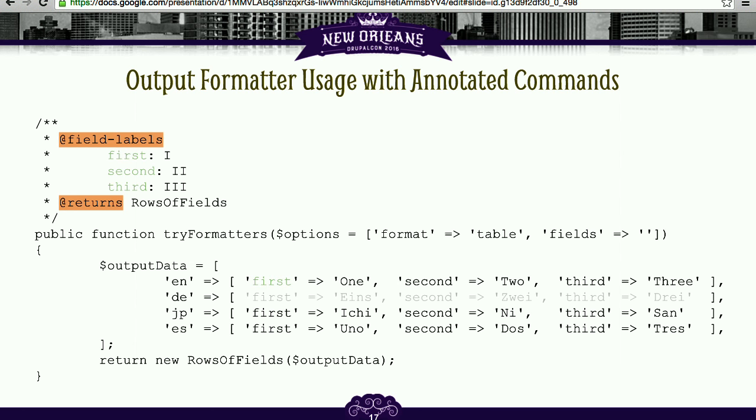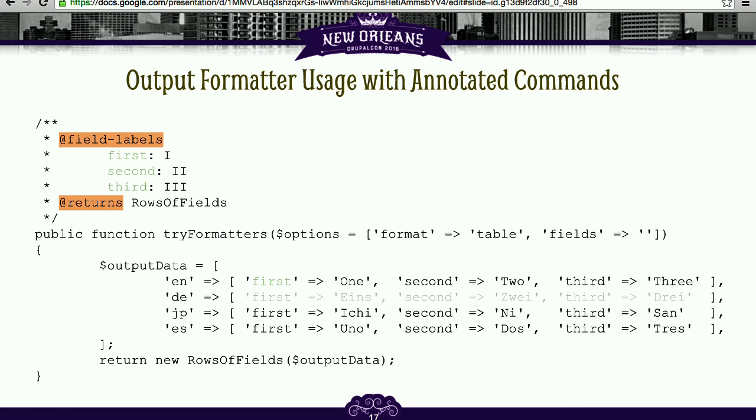If you look at the method body here, you can see that the output data then is just a simple array. Each element of the array is a row, and each row has elements that are the various cells on that row. And then down at the bottom, we wrap it in a row of fields object, which is nothing more than a class that extends a PHP array object, so it behaves like the array that it wraps, but now it can be used in type hinting in the formatting system, so we know what's going on.